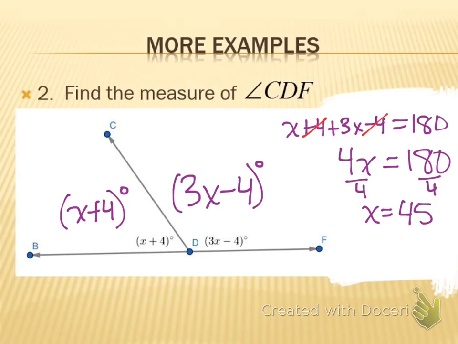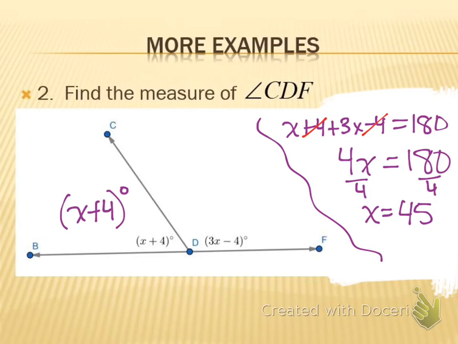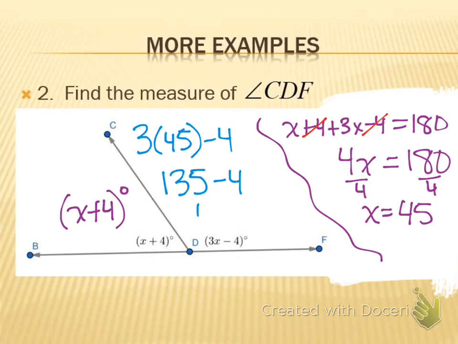Plug 45 in. So I'm going to take this away so that I've got some room to work. So I'll just kind of separate that. So I found x. Now I'm going to plug it in. 3 times 45 minus 4. I plugged it in down here to this x. 3 times 45 is 135. Subtract 4, we get 131 degrees. So that is the measure of angle CDF. 131 degrees.